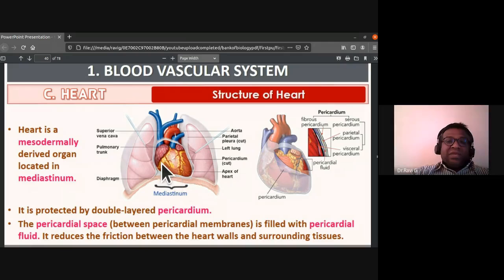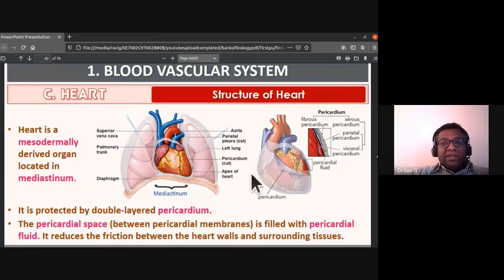The heart is a mesodermally derived organ located in the mediastinum, and it is very close to the lungs. You can see that the pulmonary artery supplies blood to the lungs, especially the deoxygenated blood, where it is purified, and that purified blood is brought back to the heart from the lungs through the pulmonary veins. That is what you can notice here.